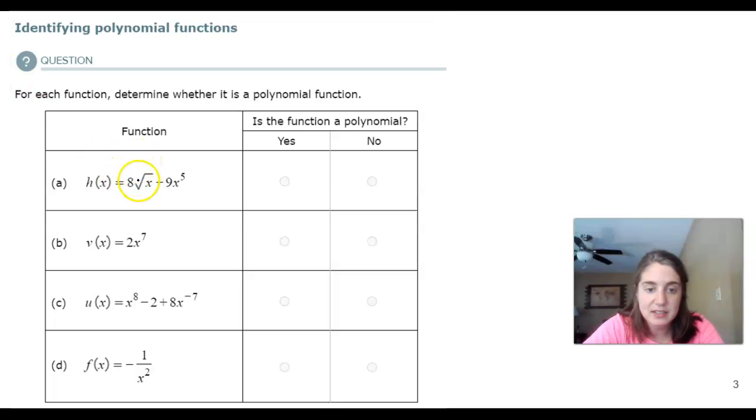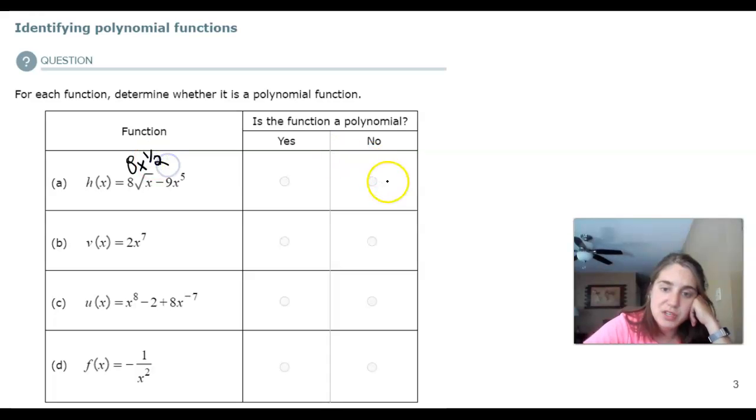So 8 to the square root of x, this is like 8x to the 1 half. So even though this is a positive exponent, this 1 half is not a whole number. So they're both positive, but the 1 half is not a whole number. So this would be a no.